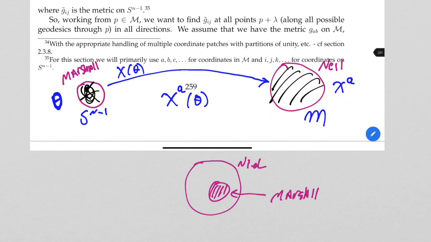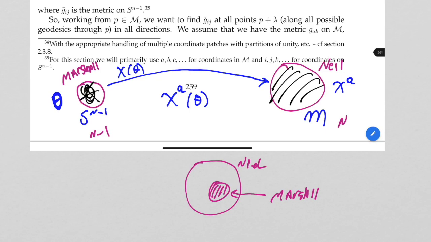Neil has a good coordinate system, x alpha, and I'm assuming everything's on a single chart here. Let's not worry too much about overlapping charts, but there shouldn't be any problem taking every point in Marshall and coming up with a coordinate in Neil, especially now that you know Marshall is a subset of Neil. But Marshall can never be a chart on Neil, because every chart of Neil has to have the dimensionality of Neil. Marshall is very different. It has one dimension less: the dimensionality of this is n, and the dimensionality of this is n minus 1.